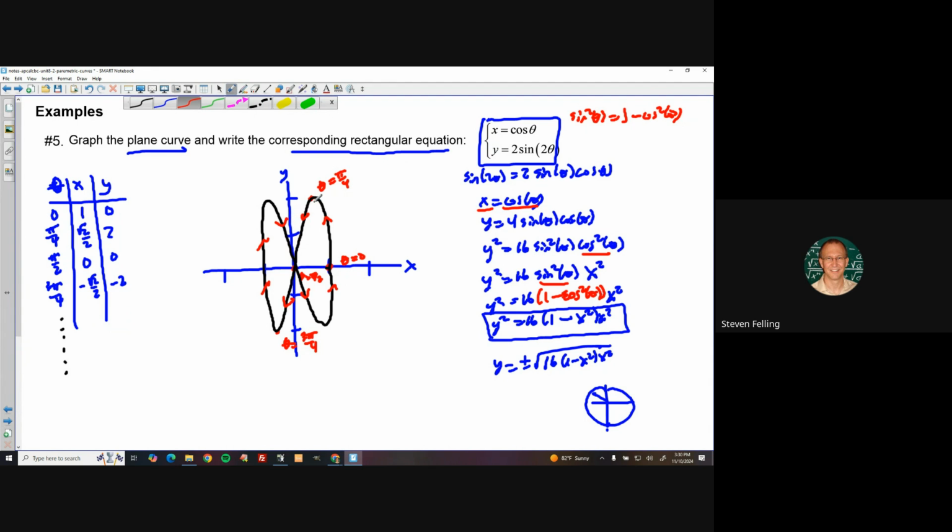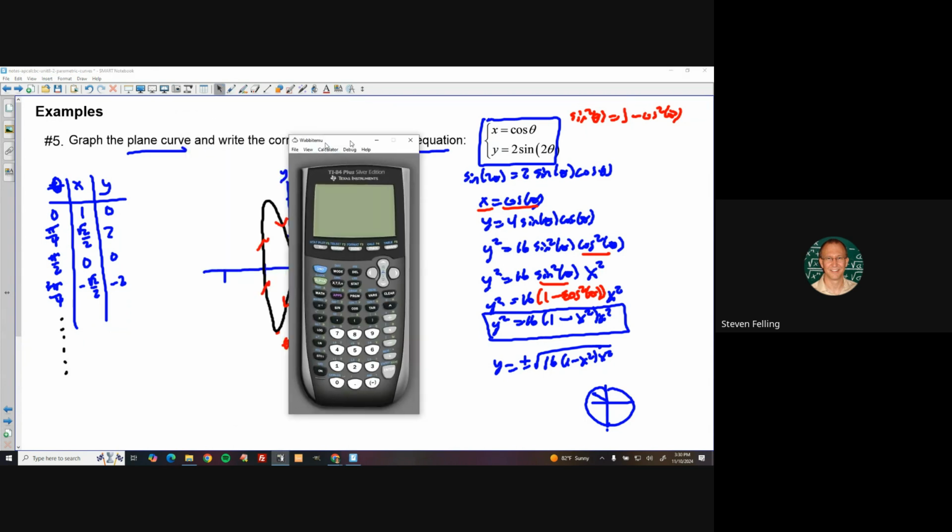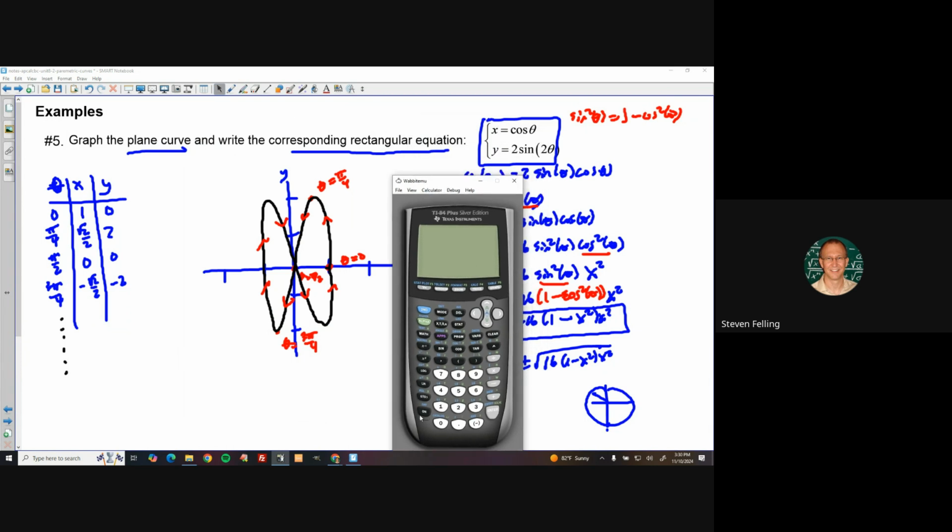Now, this would be much easier if you're allowed to use a calculator. If you can use a calculator, then you could just put that calculator in parametric mode, so PAR, go here to y equals, and enter the equations for x and y in terms of the parameter. So x is going to be cosine of the parameter. It's going to show up as a t here, but we understand that that is a theta. And then 2 times sine of 2 times the parameter.